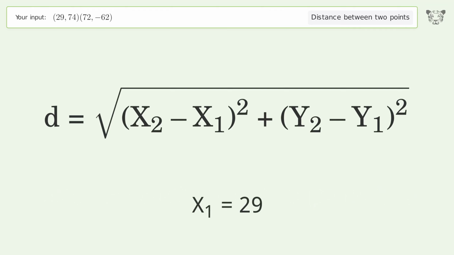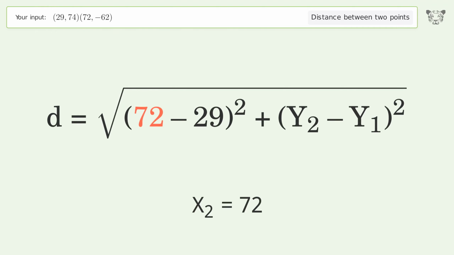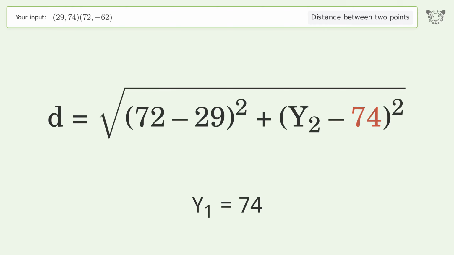x1 equals 29. x2 equals 72. y1 equals 74. y2 equals negative 62.